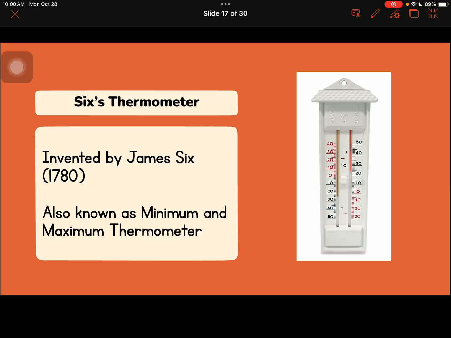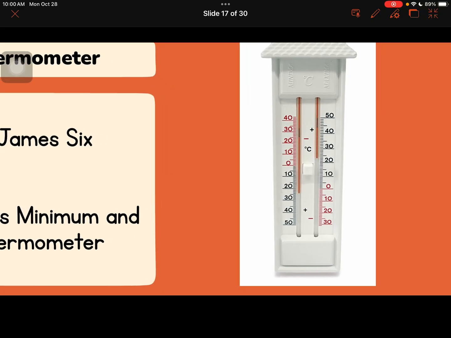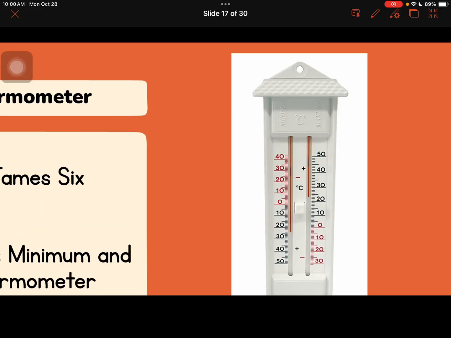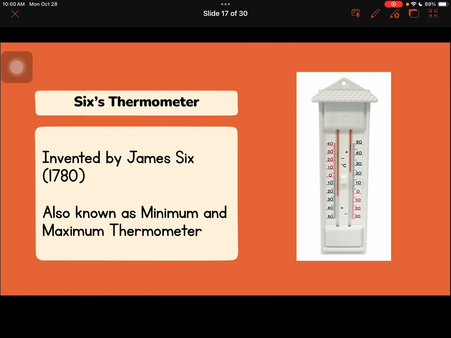So next is what we call the Six's thermometer, which was invented by James Six in 1780. It is actually commonly known as well as the minimum and maximum thermometer. So sa ating Six's thermometer, as you notice, class, this part, the right side, is the minimum thermometer, and the left side is what we call the maximum thermometer. So, ano nga po pinagkaiba ng dalawang iyon?